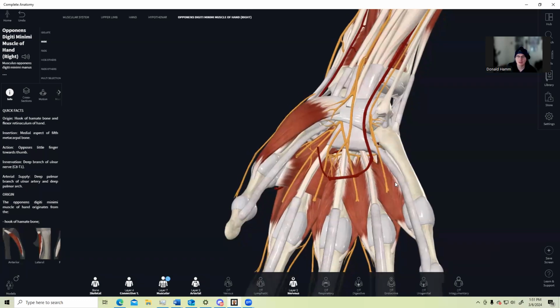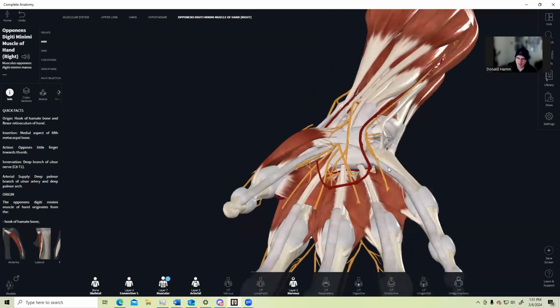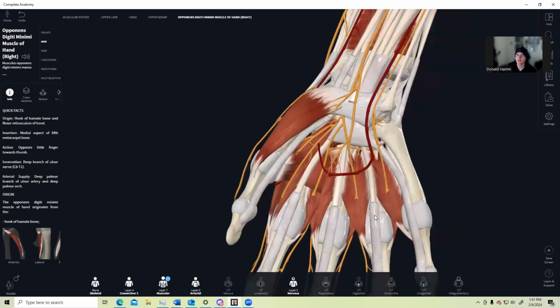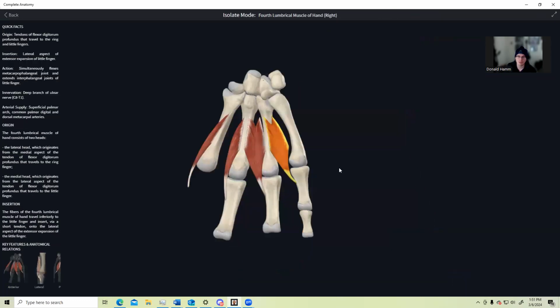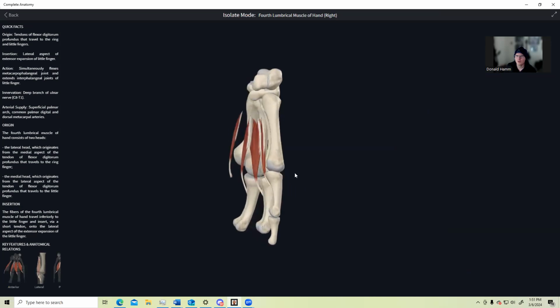All right, we got all those out of the way. Next, I think it's best to talk about the interosseous muscles, or the muscles that exist between the digits. Let's start with the lumbricals. Lumbricals, cool muscle here, but they have a weird arrangement.